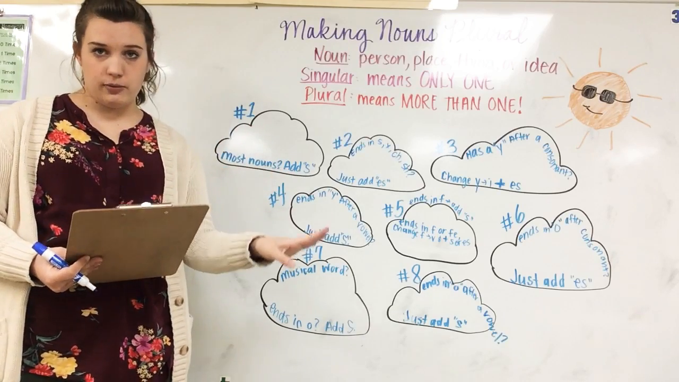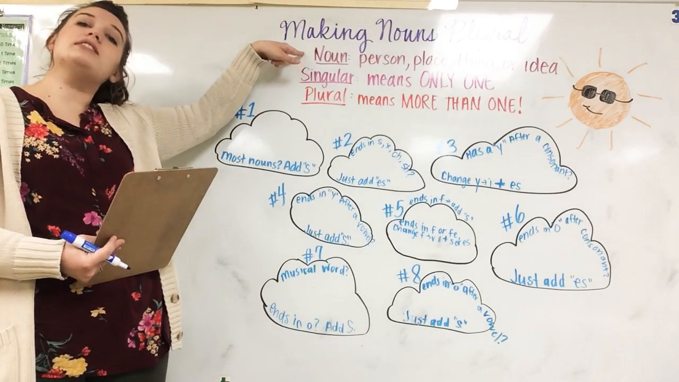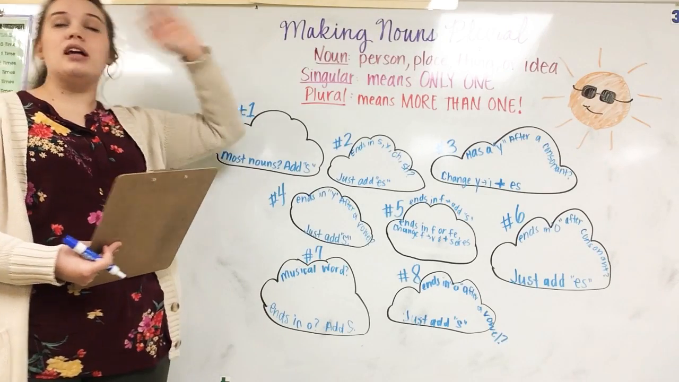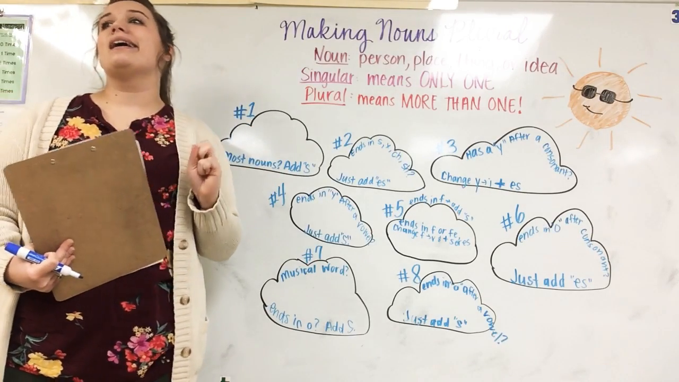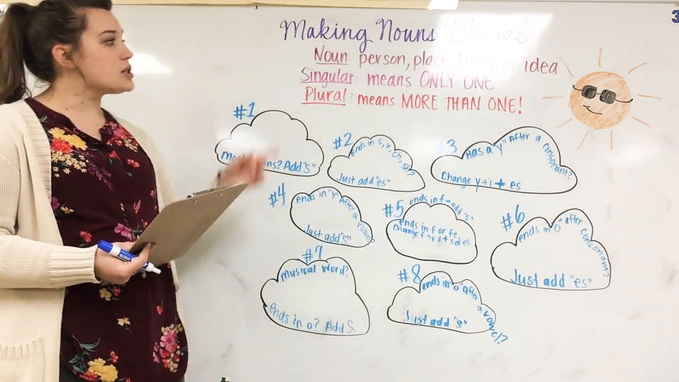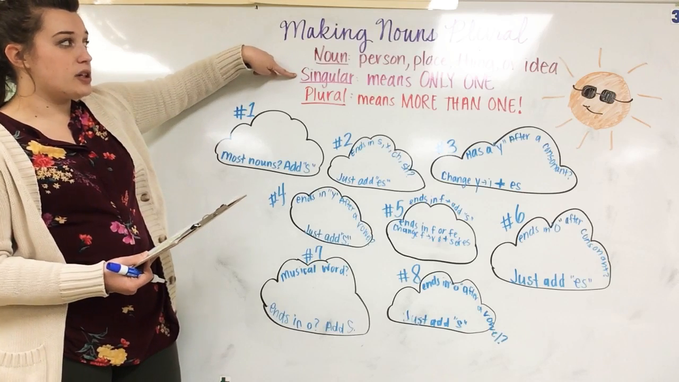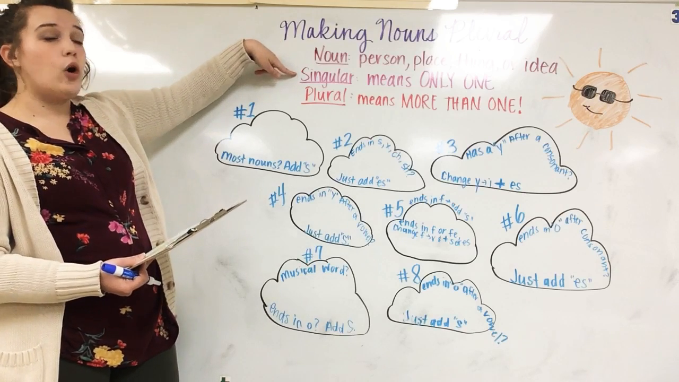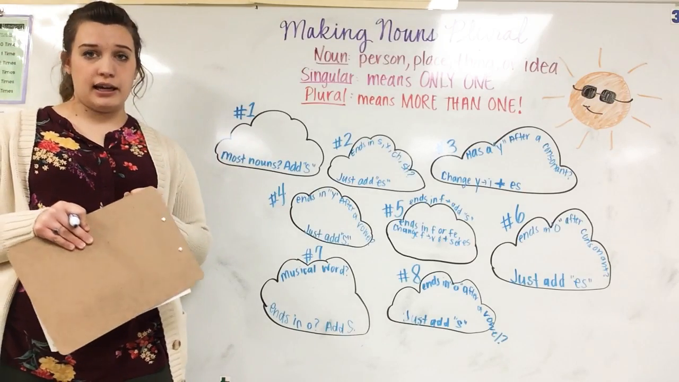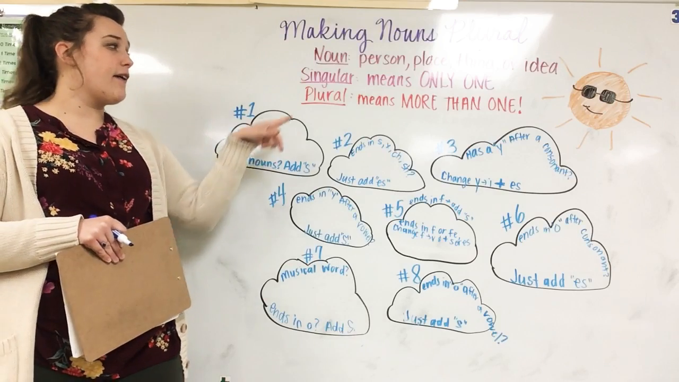Now, just to review, a noun is a person, place, thing, or idea. So teacher, classroom, student, love, hope, joy, desk, lamp, water. Those are all nouns, okay? So a person, place, thing, or idea. Singular, the word singular means only one. So if it's a singular noun, it is pencil, or map or flower.